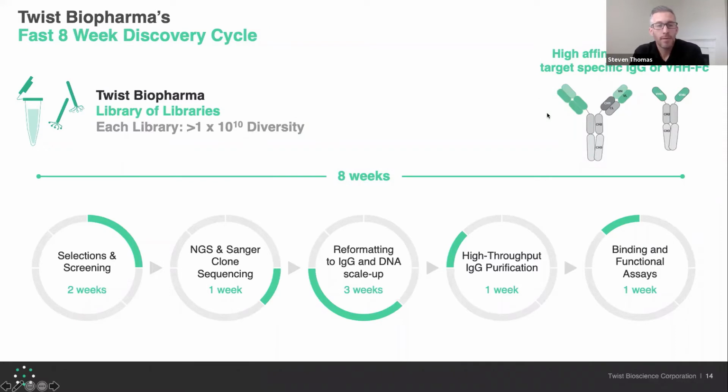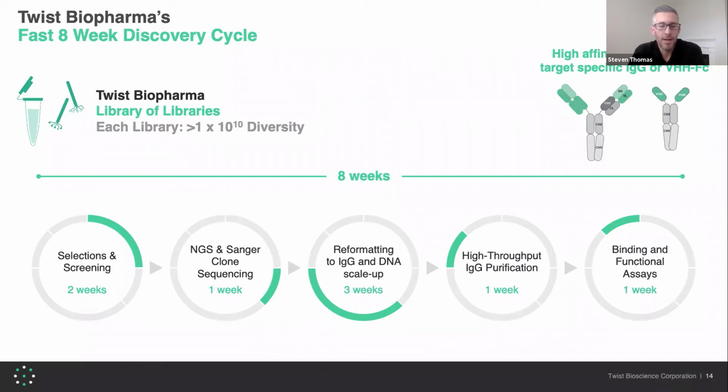So this is basically the overview of the process. It's very, very fast because we are leveraging antibody libraries that are ready-made on the shelf and pre-validated, ready to go. So we begin with selections and screenings. That takes about 2 weeks. We move on to NGS and clone sequencing. For a soluble protein target, we'll pick out roughly 100 of the top ELISA binders. For a cell-based target, we'll use the NGS enrichment information to pull out sequence unique clones for IgG reformatting. As I've now mentioned a couple times, we can very quickly reformat these to full-length IgG or VHH-Fcs, as the case may be, and move on to downstream characterization.